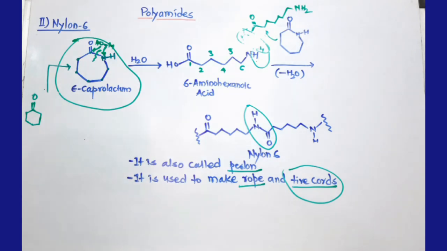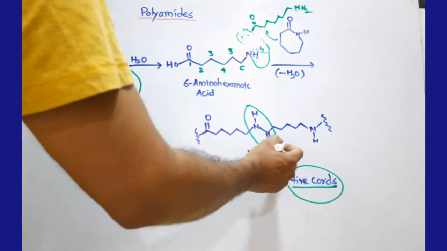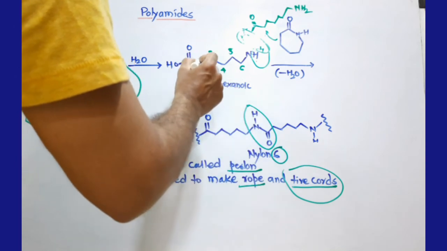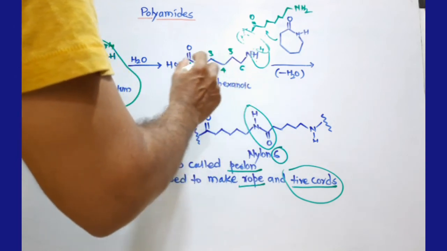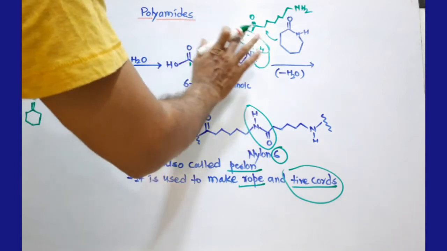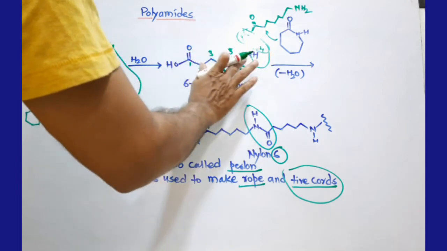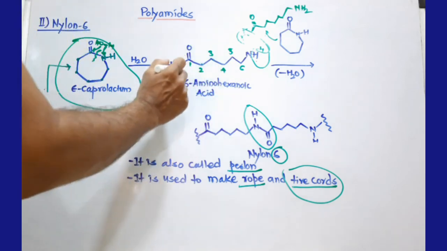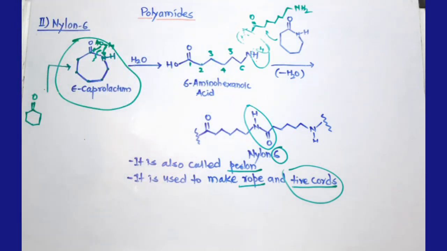Why do we call it nylon 6? This 6 indicates 6 carbons present in the monomer. This is a difunctional monomer; there are 2 functional groups present in it, and this monomer is prepared from caprolactam. Again, this caprolactam is prepared from cyclohexanone by Beckmann rearrangement. So this is all about polyamides, and we have discussed 2 examples. Thank you.